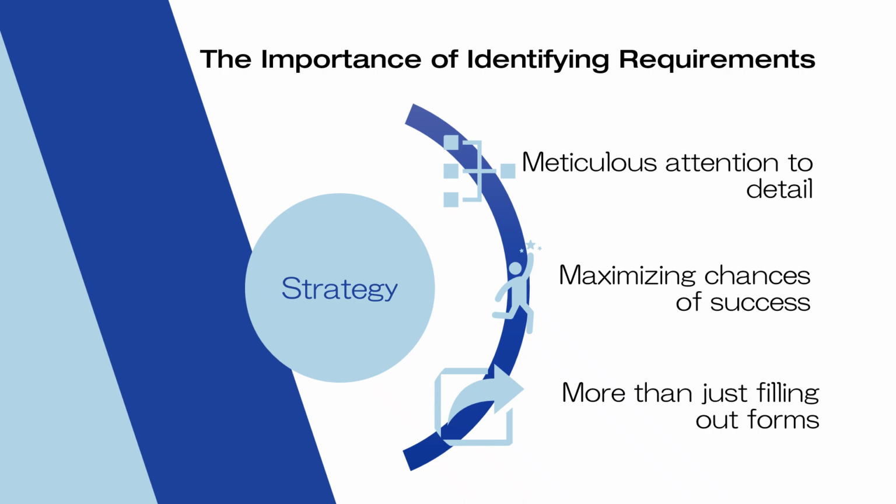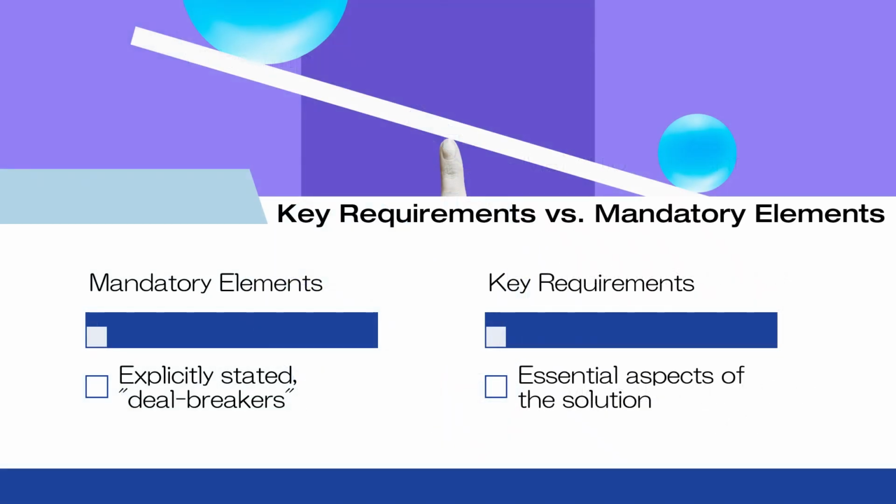Key requirements versus mandatory elements. There's a subtle but crucial difference. Mandatory elements are explicitly stated as required. Think shall or must. Key requirements are broader. They're essential but might not be labeled as mandatory.